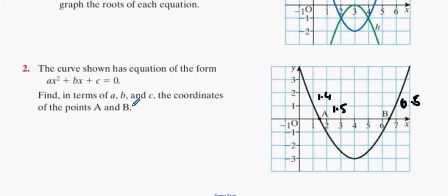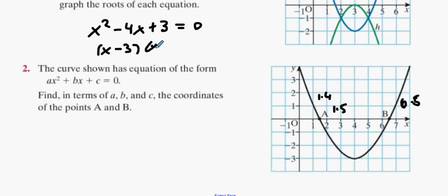Now, this is an awful question, right? So look at this. The curve shown has equation in the form ax squared plus bx plus c. How would you normally, if I gave you this equation here, find where it hits the axis? What would you do? You'd solve it, wouldn't you? And you'd say, oh look, the two answers are x equals 3 and x equals 1.